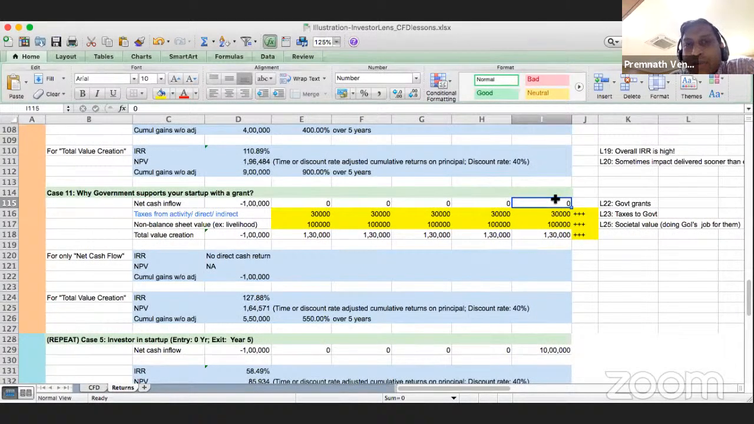Well, they give you a grant because hopefully through taxation, direct or indirect, there's some money coming in, right? So let's say here I put about 30,000 just as an example. And then you have also created some livelihood. That means you created jobs, right? So there was a livelihood contribution and there was a tax contribution. And because of that, the total value creation is about 1.3 lakhs, right?